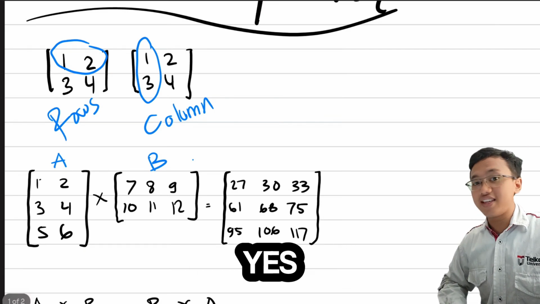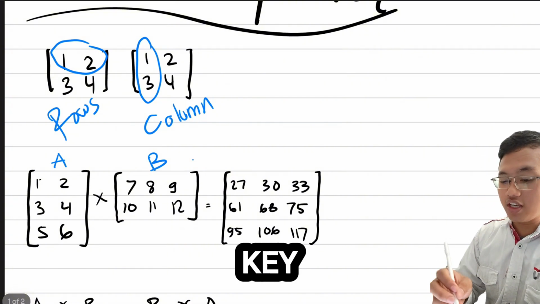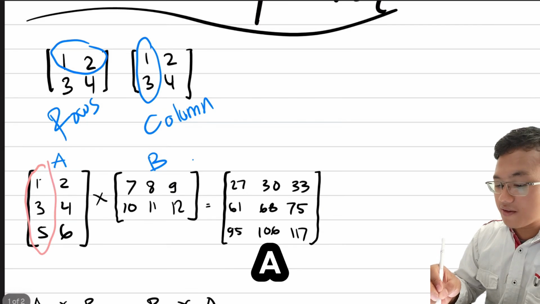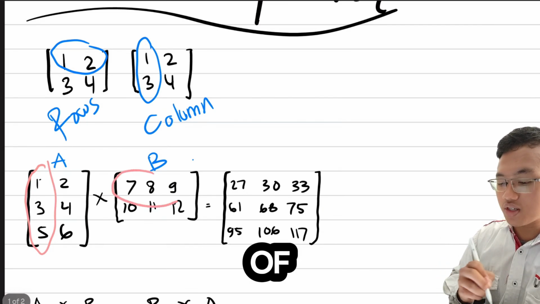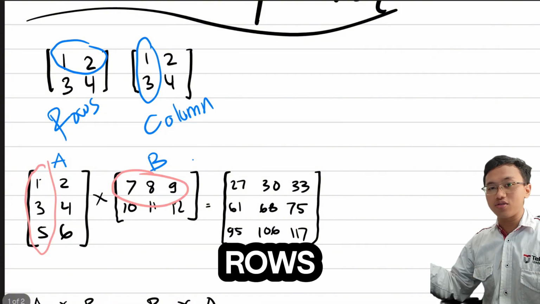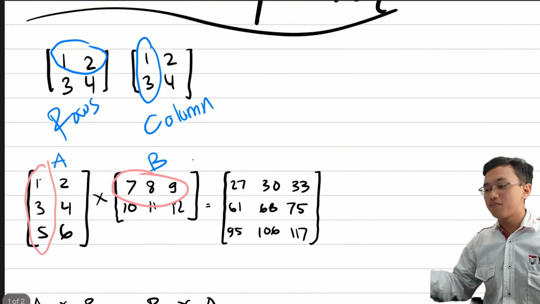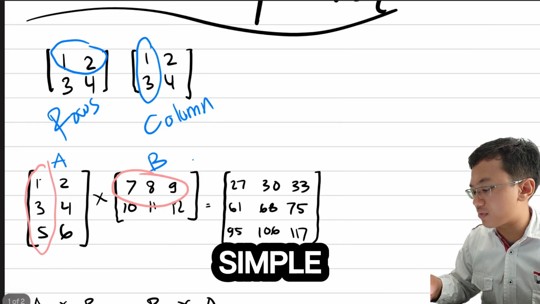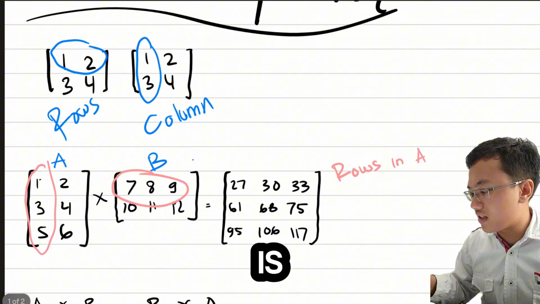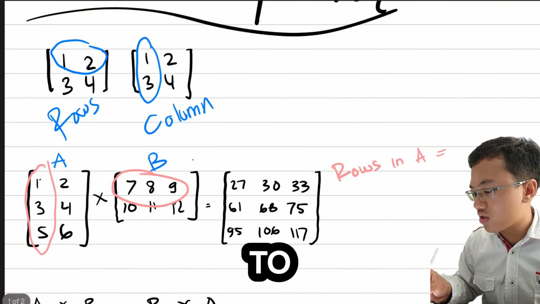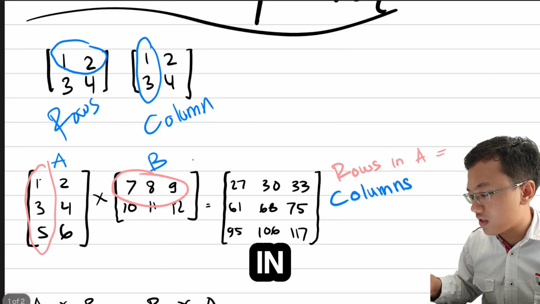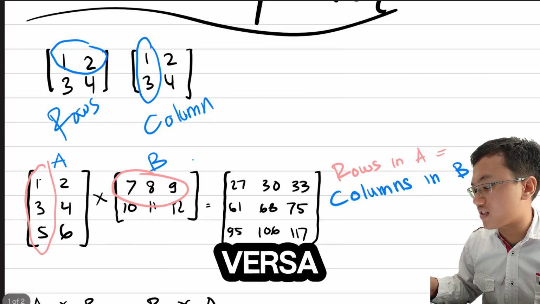Is it valid? Yes. Why? Because the key rule is that the number of columns of A must equal the number of rows in B. A has 3 columns, B has 3 rows, then it is valid. To put it simply, the columns in A must equal the rows in B.